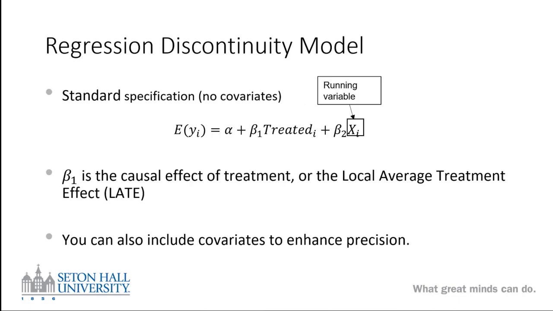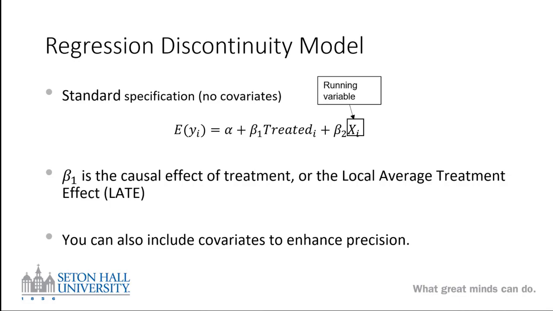And then this is what it looks like with a regression if you're interested, where we have just the standard specification. We have no covariates, where we have this treatment variable equal to 1 if you are treated, equal to 0 if you just missed the cutoff. And then we have to include what we call the running variable, which is that continuous variable. So in our ACT example, you would be equal to 1 if you received treatment, if you were admitted to the college, equal to 0 if you were not admitted to the college, and then we would also include your ACT score.